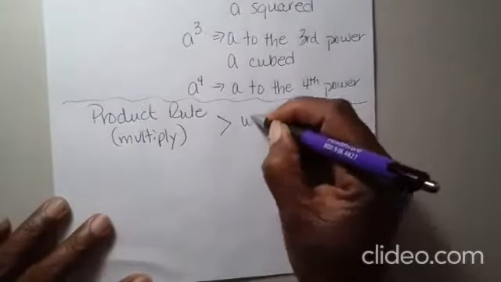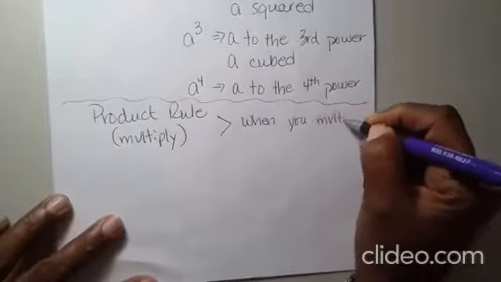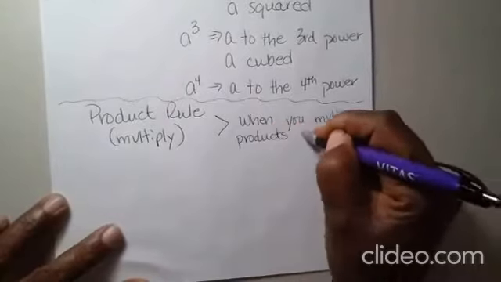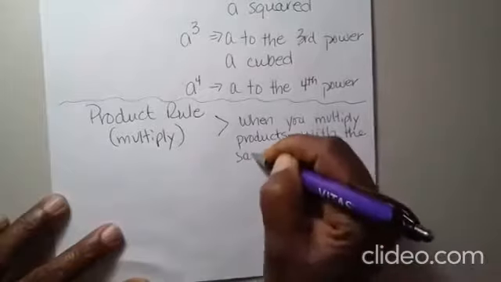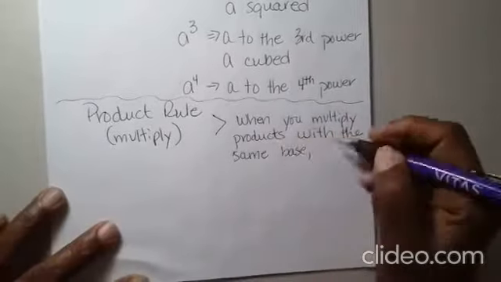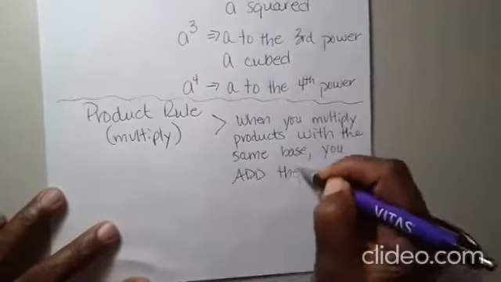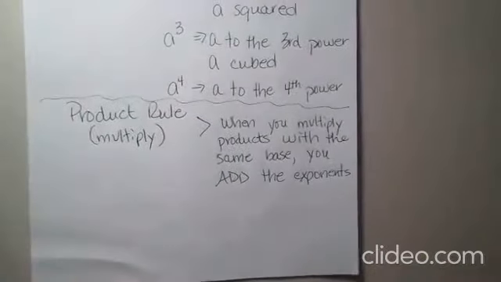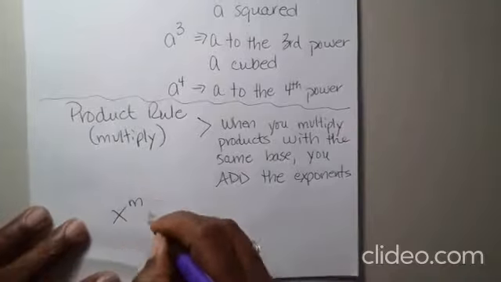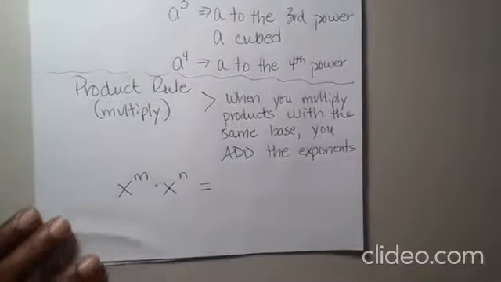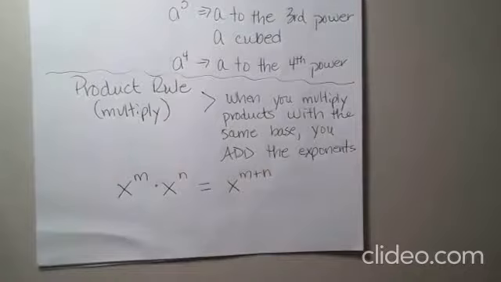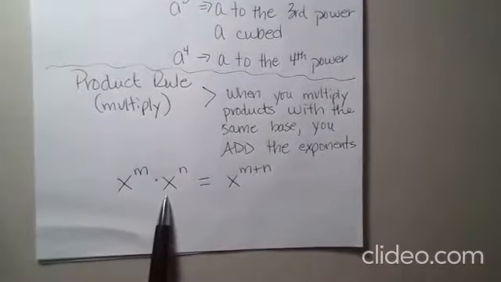Product rule. It says when you multiply, let's say, products with the same base, you add the exponents. That's what the rule says. When you multiply products with the same base, you add the exponents. So an example of this would be like the one I showed on the front of my graphic. X to the M times X to the N is X to the M plus N. You add those exponents. Notice that you had to have the same X here as the base.